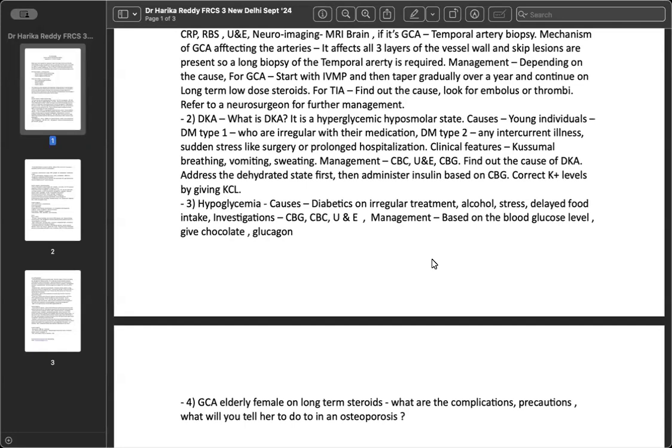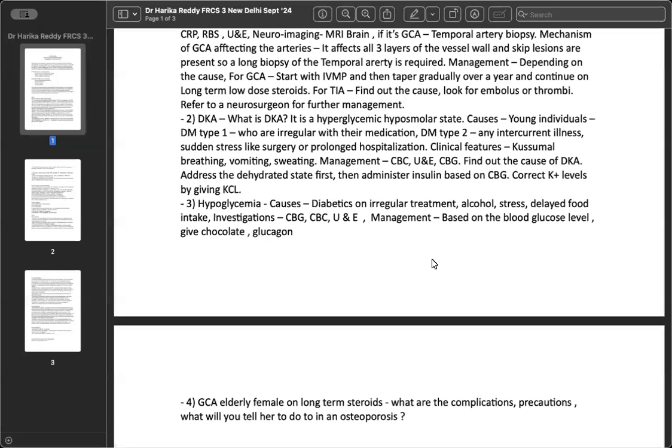Yeah, that's about it. And he asked me, how will you give insulin? So I told him based on the capillary blood glucose, because in type 1, it is actually hypoglycemic, so you have to check that before giving insulin. And he also asked me, how would you correct the potassium levels? So you give potassium chloride.